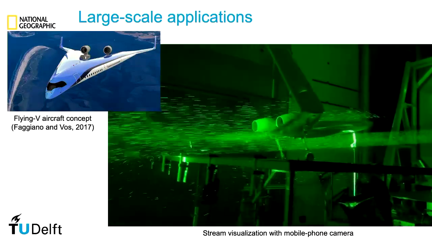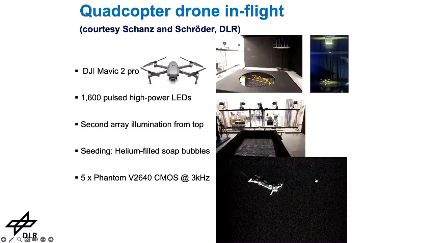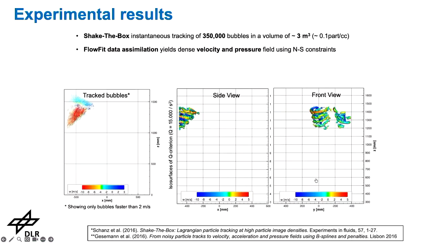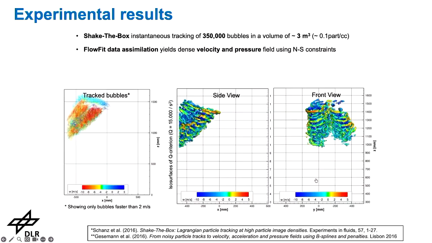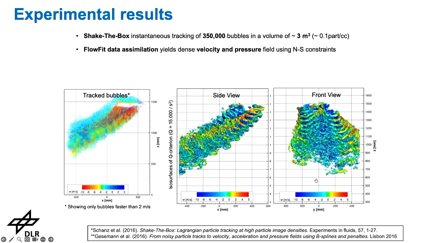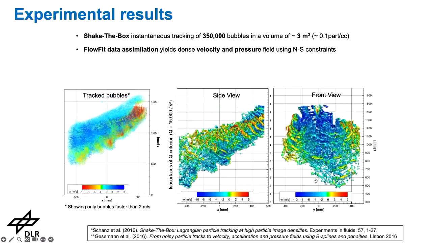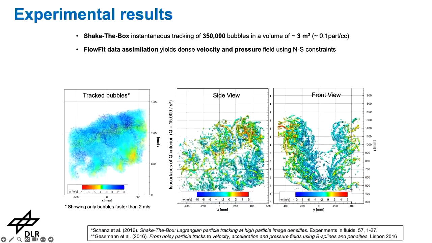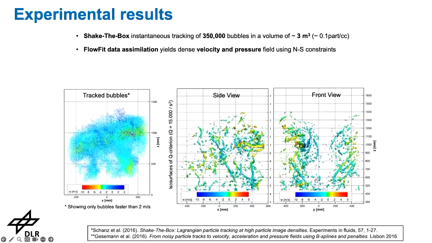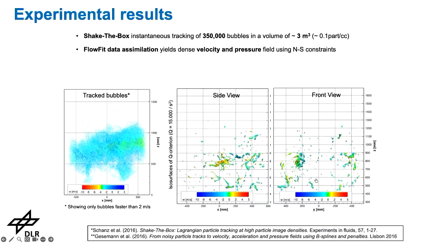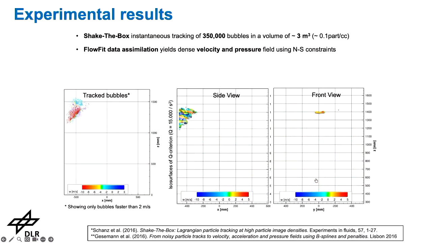Given that the time is up, I will conclude with this result. The most recent result is from our colleagues at DLR. They have flown a drone in a room, and they could measure the entire multitude of particles that track the complex vortical structure, from the helical vortices down to the dissipated turbulent wake of this aircraft. Thank you for the attention.